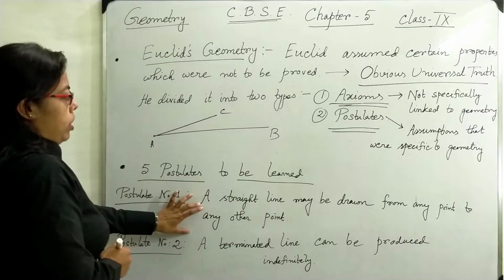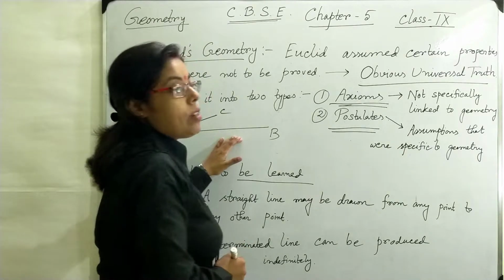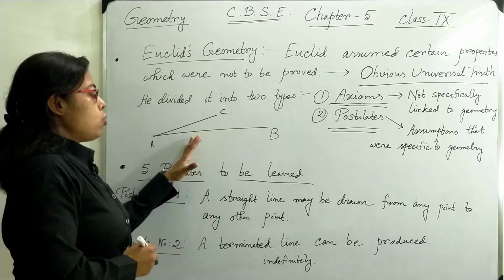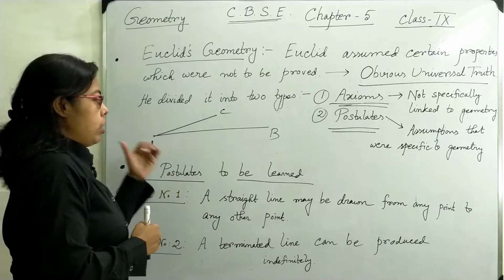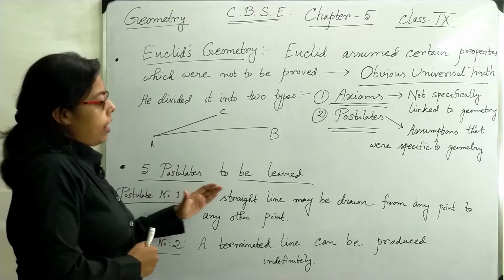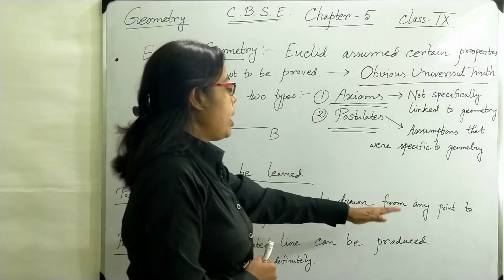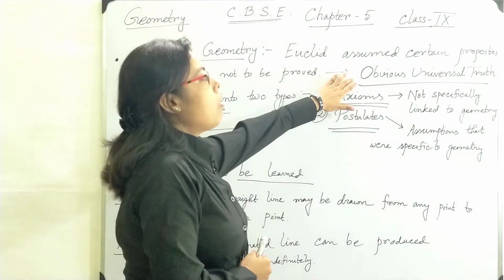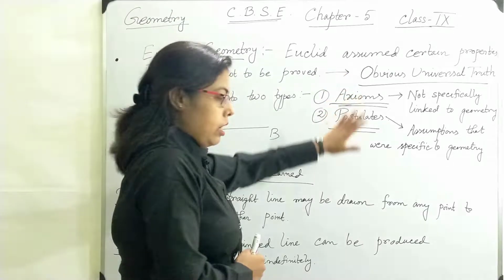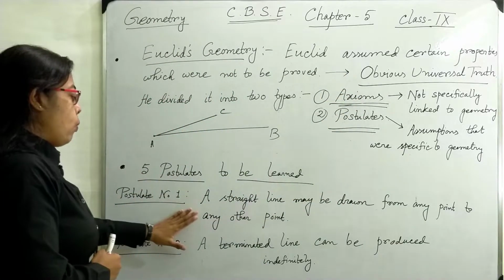This is the first assumption. You have to assume it. You need not prove it. We have to assume that a straight line may be drawn from any point to any other point. This is one of the obvious universal truths taken as postulate number 1.